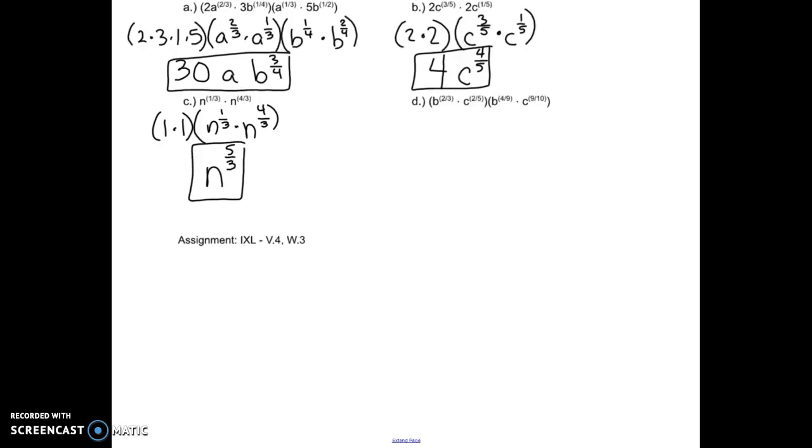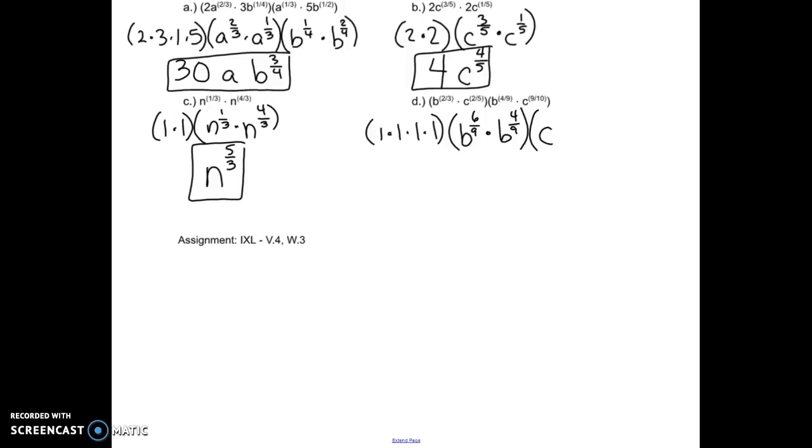And then d, so I've got my invisible numbers, so 1 times 1 times 1 times 1. Again, I really don't need those. So I need to change that 2/3 so it has a 9 on bottom. So that's going to change to 6/9, because we're multiplying them both by 3. And then that's going to be b to the 4/9.